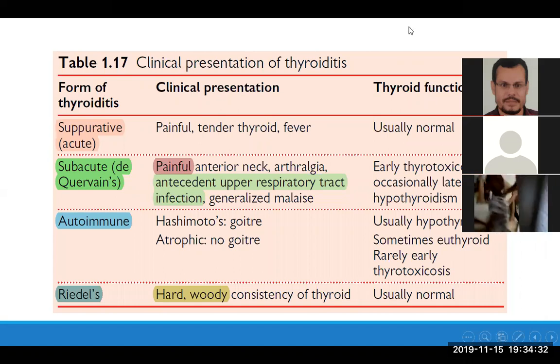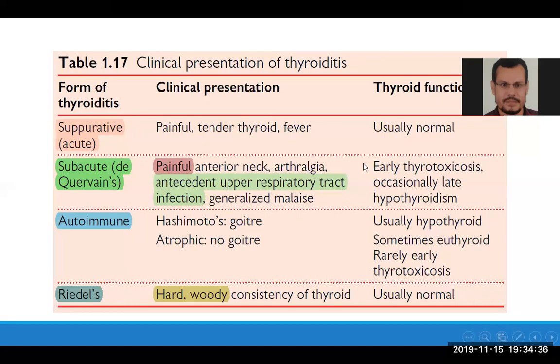Another one is autoimmune thyroid disorder. Don't forget that both Hashimoto thyroiditis and atrophic thyroiditis are autoimmune thyroid diseases, and both are anti-TPO positive. Riedel thyroiditis is a hard, woody, consistent thyroid gland, and of course the thyroid function tests will be normal.